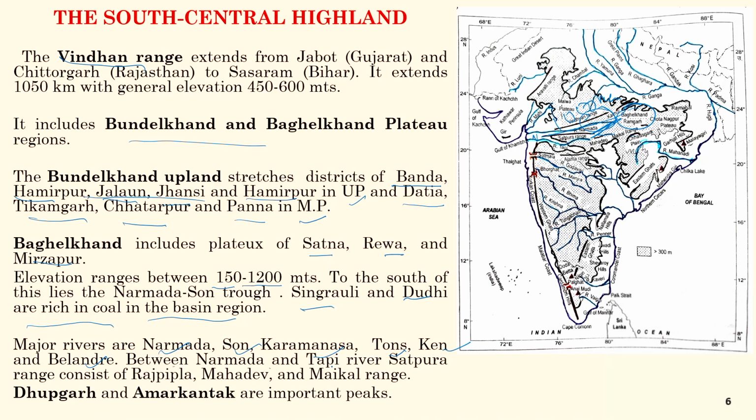Between the Narmada and Tapi rivers, the Satpura range consists of the Rajpipla, Mahadev and Maikal ranges, which we can see here. The Mahadev Maikal range is the extended part of the Satpura range. Dhupgarh of the Satpura range and Amarkantak, the easternmost peak of the Vindhyan range, are important in this region.